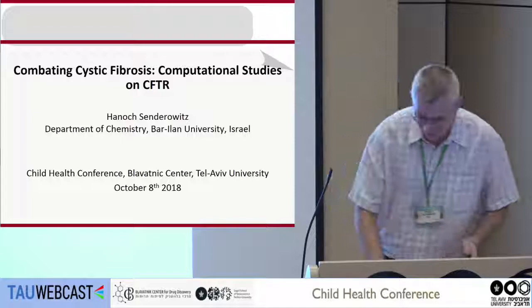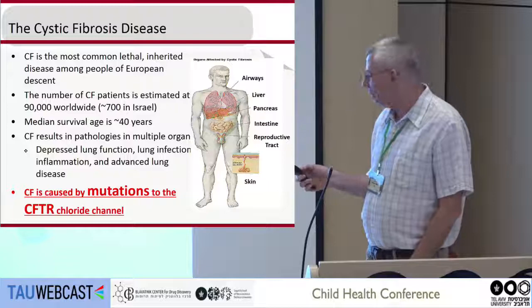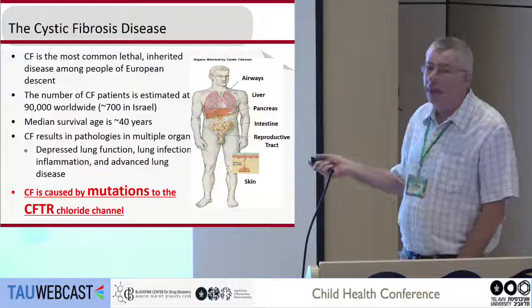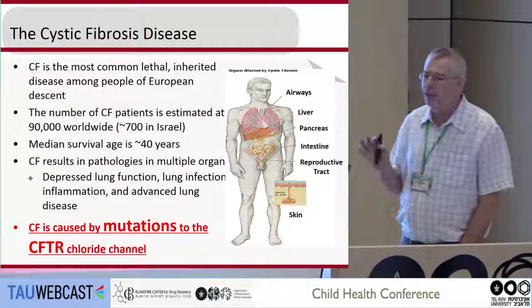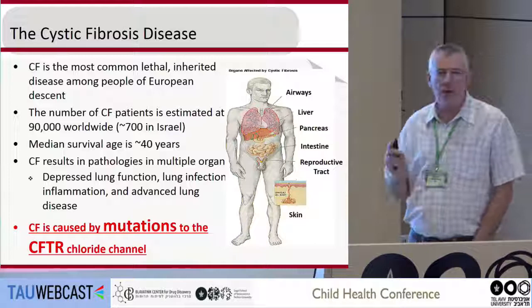First of all, this is the most common inherited disease in people from European descent. The number of CF patients is estimated at about 90,000 worldwide, about 700 of them in Israel. The median survival age of CF patients is only 40, despite many efforts throughout the years. So many CF patients die in childhood. The disease results in pathologies in many organs, but primarily the lungs. And CF is caused by mutation to the CFTR chloride channel.